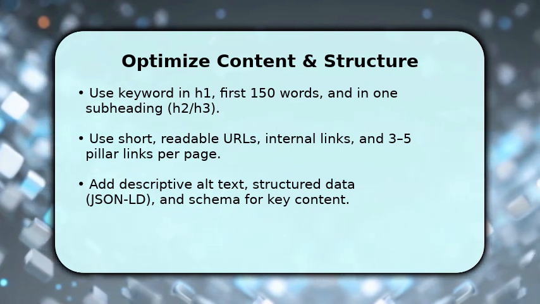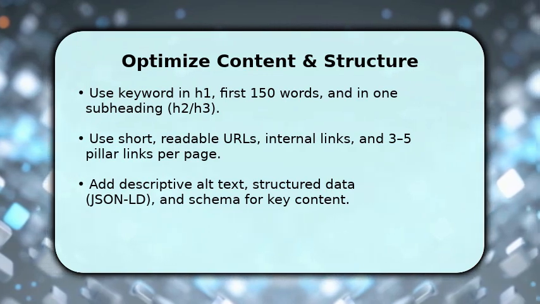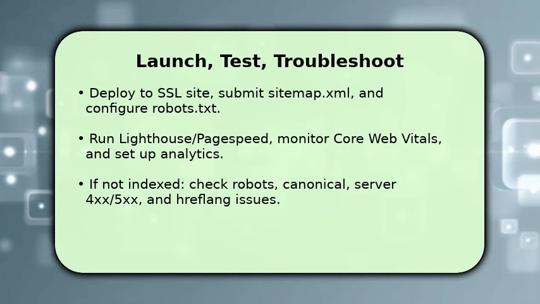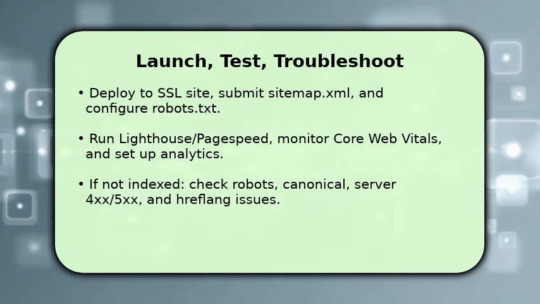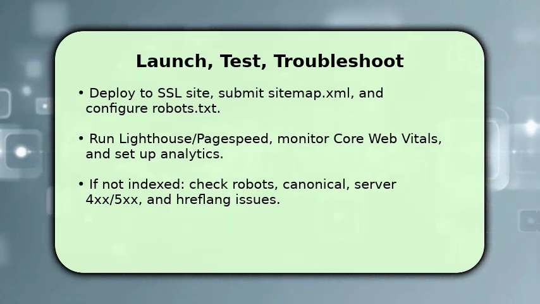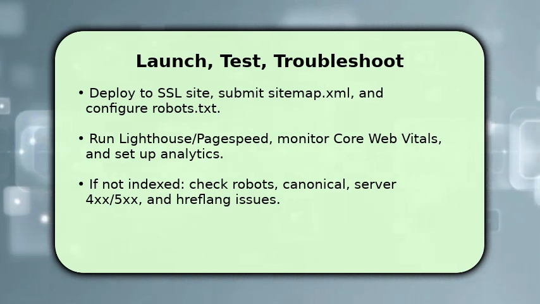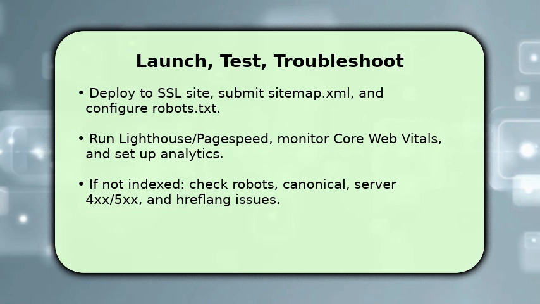You finish by deploying over HTTPS, uploading sitemap.xml, and confirming robots.txt allows crawling. Next, run Lighthouse and page speed tests, monitor core web vitals, and connect analytics and Search Console so you can track impressions and errors. Make sure canonical and hreflang tags are correct if you have variants.